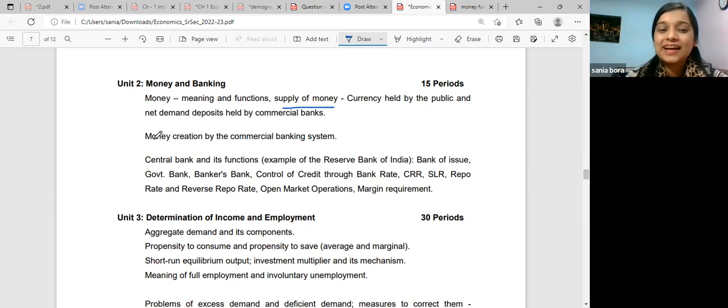And after this, we'll be doing money creation by the commercial banking system. In some books it is under the money chapter and in some books it is under the banking chapter. But we'll cover this in the money chapter itself. So now you are going to write: unit, money and banking, and then chapter money. Don't write one, two, just write chapter money. This is what we are going to do in chapter money, and write this entire portion down. When we do the banking chapter, then we'll write the other portion, because that is part of the banking chapter.